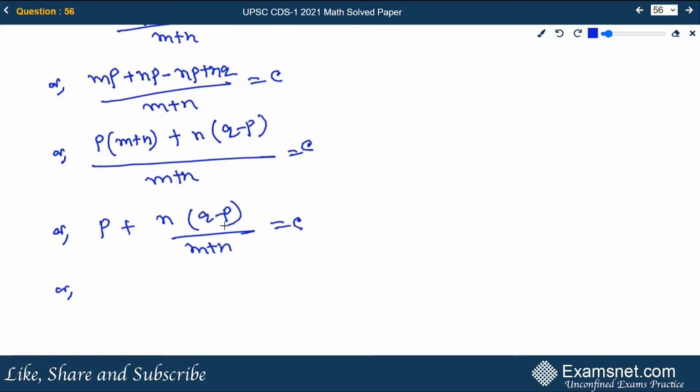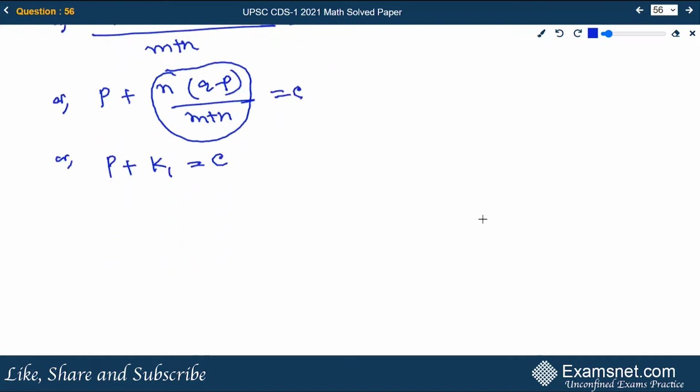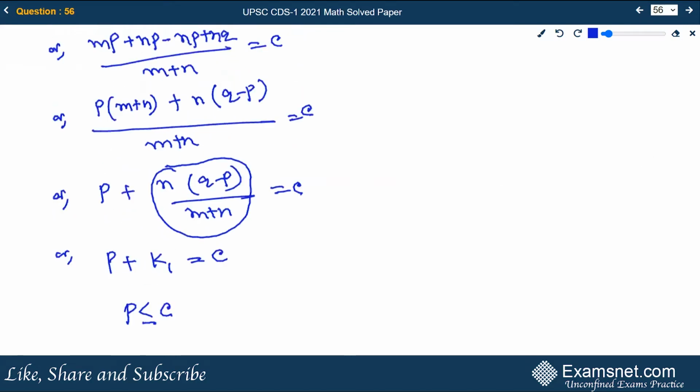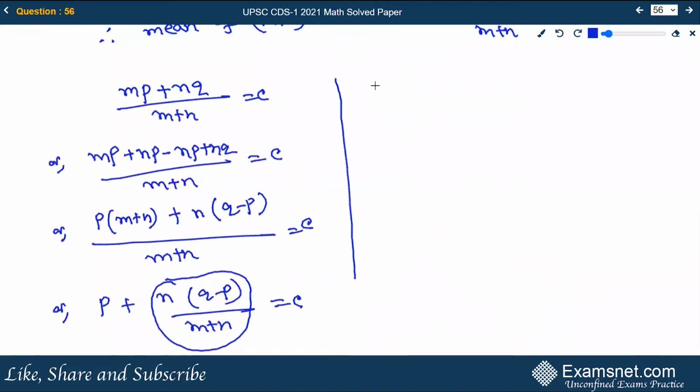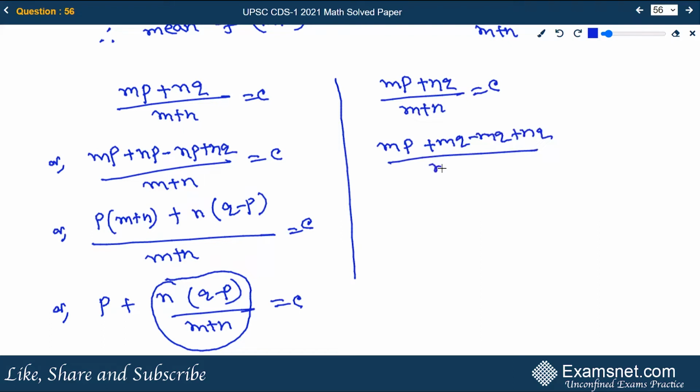Now this whole expression, N into Q minus P by M plus N, I can assume as K1. So it will look like P plus K1 equals C. After adding something to P, we are getting C. That means C is obviously greater than P. K1 can be 0 also. So P is less than or equal to C. In the same way we can further calculate it. Let me write it again. MP plus NQ by M plus N equals C. This time, MP plus MQ minus MQ plus NQ by M plus N equals C.